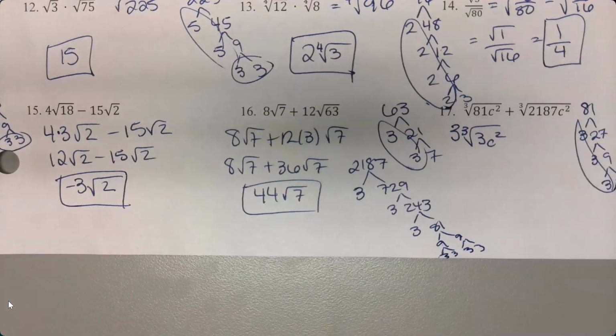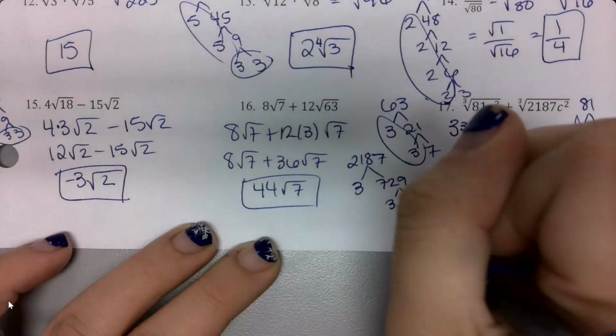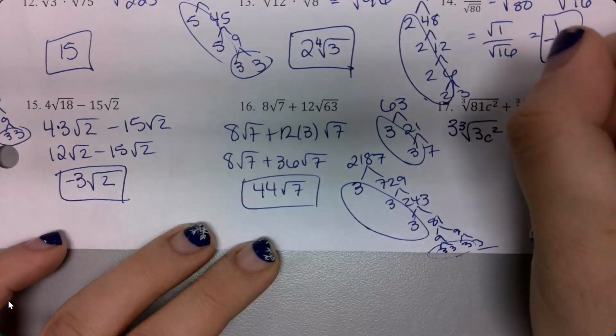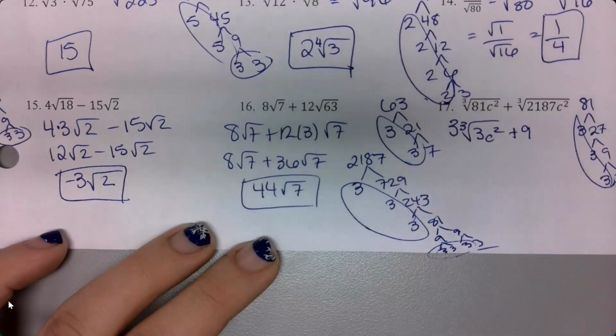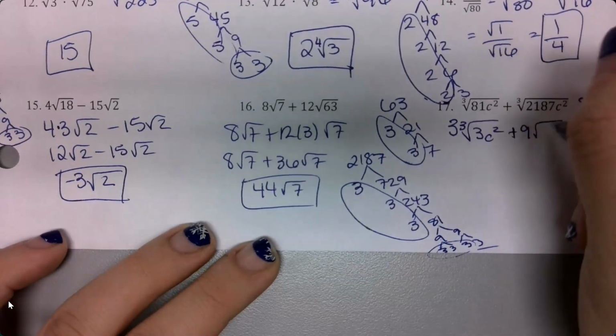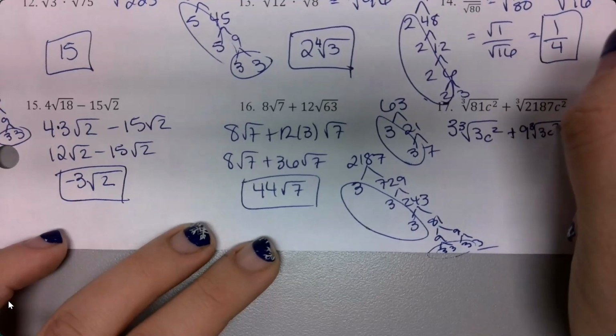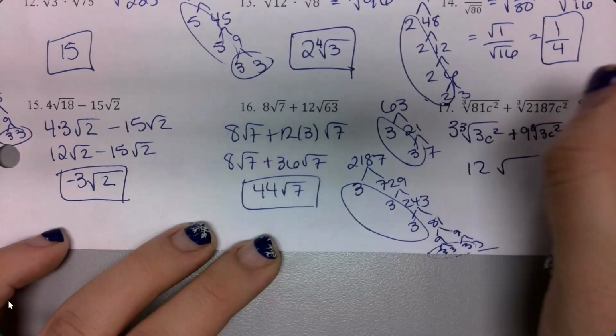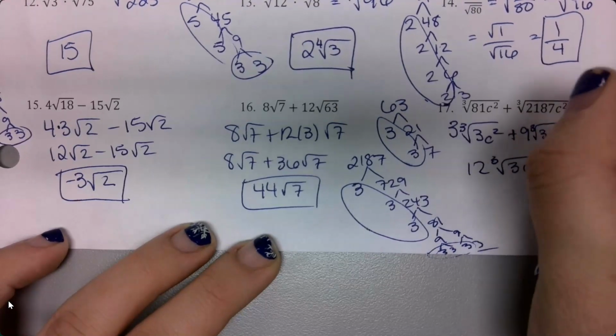So I'm looking for groups of 3. I have one group of 3, 2 groups of 3, and a leftover 3. So 3 times 3 gives me a 9 on the outside. And then on the inside, I have a 3c squared. So then I'm adding 3 to 9, which gives me 12 cube root 3c squared.